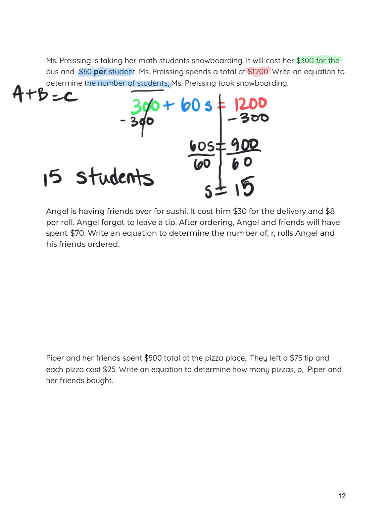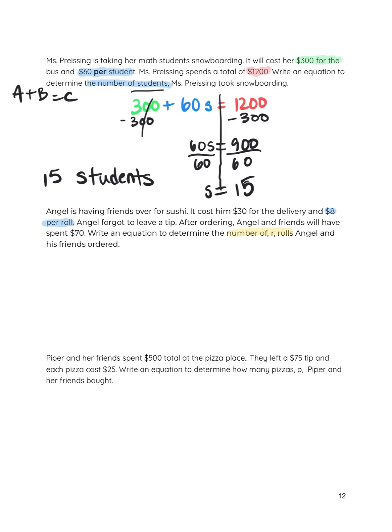All right, next one. Angel's having friends over for sushi. It cost him $30 for the delivery and $8 per roll. Angel forgot to leave a tip. After ordering, Angel and his friends will have spent $70. Write an equation to determine the number of rolls Angel and his friends ordered. All right, so I don't know how many rolls. That's what I'm going to try to figure out. But I do know that it is $8 per roll. So I know that's where my variable is going.